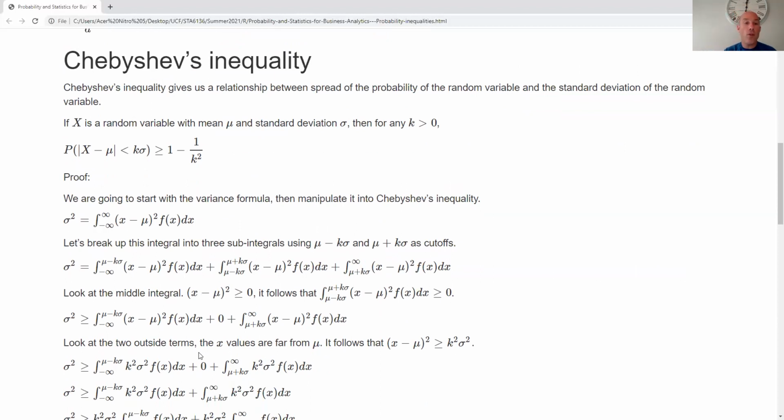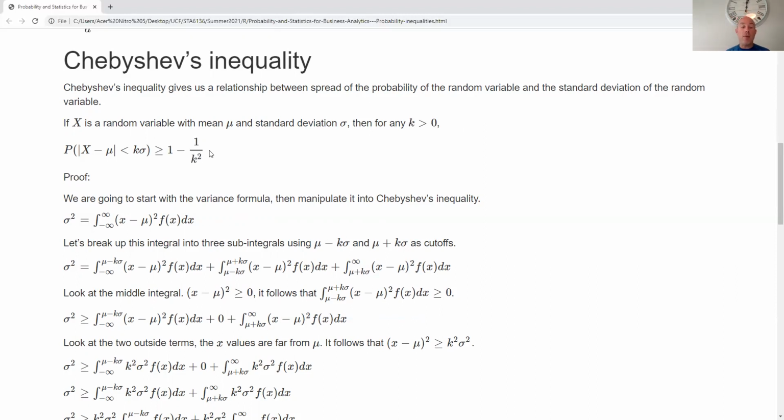All right, so what we're going to do, we're going to say that X is a random variable with mean mu, standard deviation sigma, and then K is just some positive number. And we really don't care what K is for the moment. We just know it's some positive number. In this situation, the probability that the absolute value of X minus mu is less than K sigma is greater than or equal to 1 minus 1 over K squared.